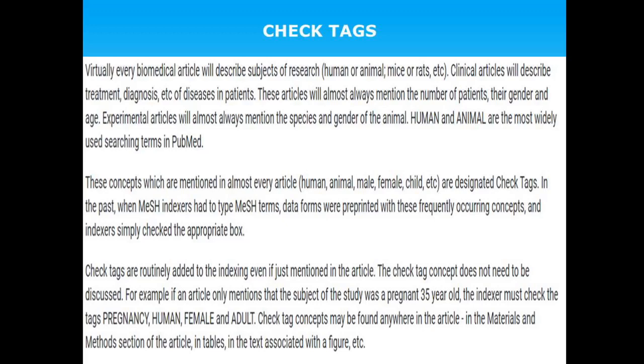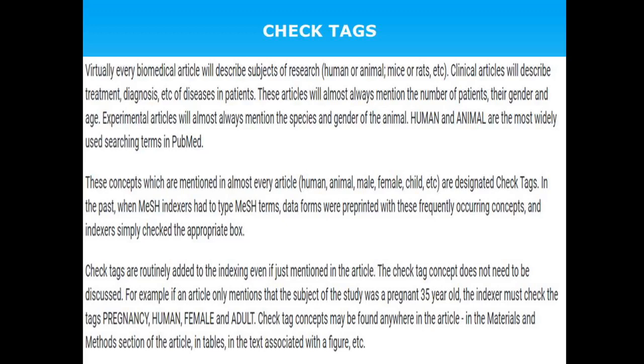Human and animal are widely searched terms in PubMed. That is true, right? Medicine is related to improving health, right? It is related directly with human health or animal health, right? So human and animal will be the core terms in biomedical literature. So these concepts are mentioned in almost every article. That's true. Human, animal, male, female, gender details, child or adult or whatever it may be are commonly designated as check tags. So these concepts are known as check tags.